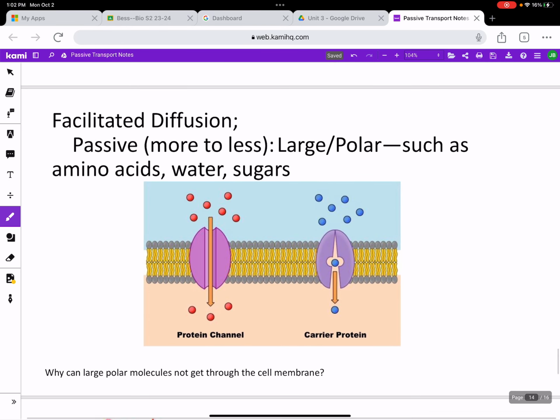Facilitated diffusion. Facilitated diffusion uses a protein channel and kind of acts like a bridge, and it can bring things in or out of the cell. It's passive, so it's going to go from where there's more to where there's less. So you're going to see it moving in this direction because it's more to less right here. And they can be larger things. They still have to be able to fit in the channel, right? They still have to be able to fit on the bridge. But they can be larger and enter that way, or polar like water, for example. So large polar molecules, why can they not get through? Because it's just too big. If it's too large for the bridge, it's not going to make it across the membrane.